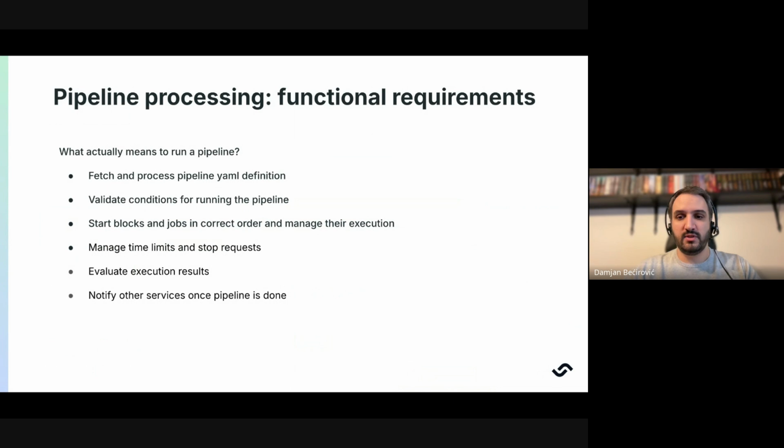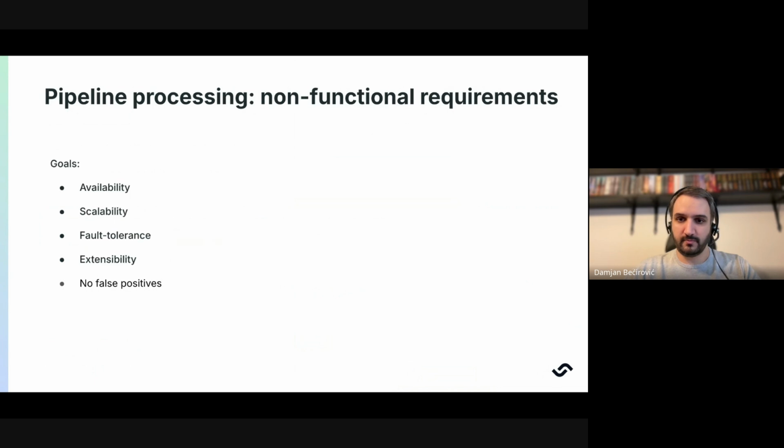Now, let's see what are the non-functional requirements for the pipeline management system. The availability is the main non-functional requirement for the Plumber service. Our users rely on Semaphore to deliver their code, and any disturbances in the delivery system can have significant impact. The scalability of the system is equally important, especially during peak times when many developers are pushing their changes at a similar time.